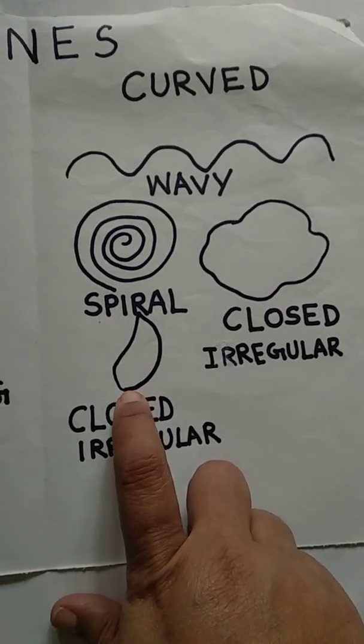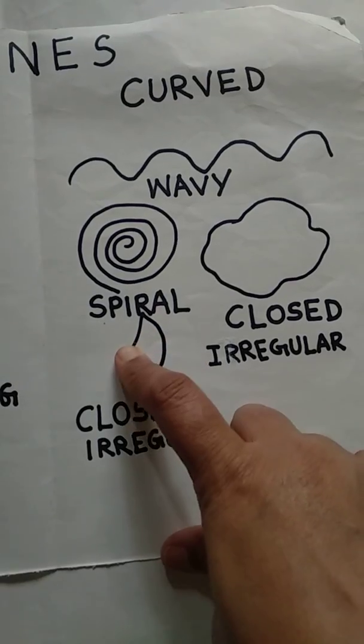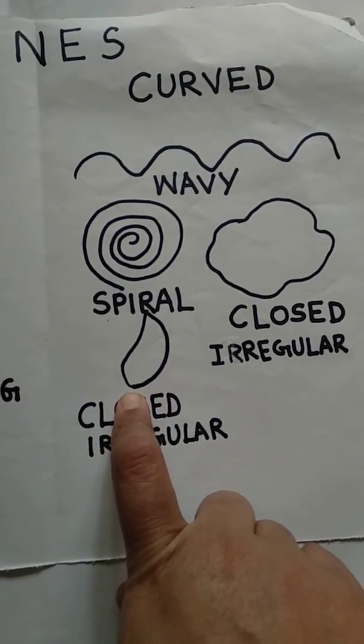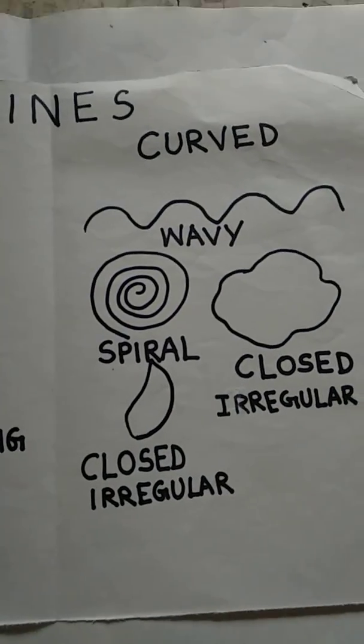So this is a closed irregular shape which is made of a curved line. Look at the last shape in the paper. It is another closed irregular shape which looks somewhat like a leaf. It is also made of a curved line.